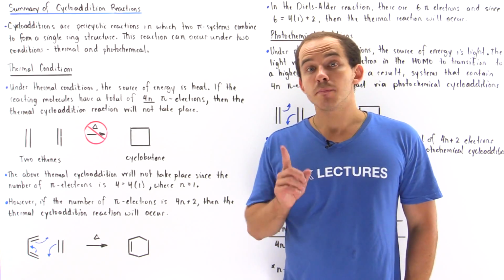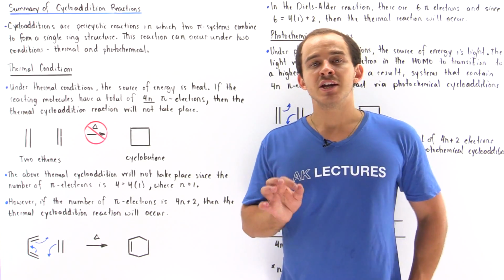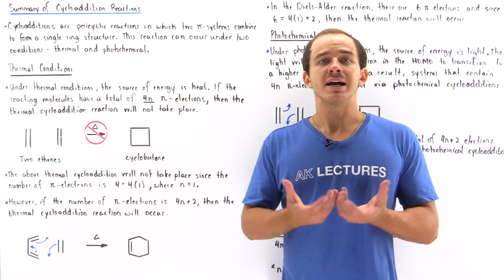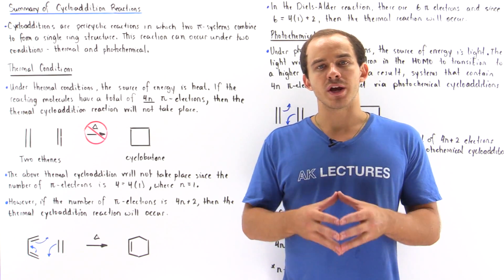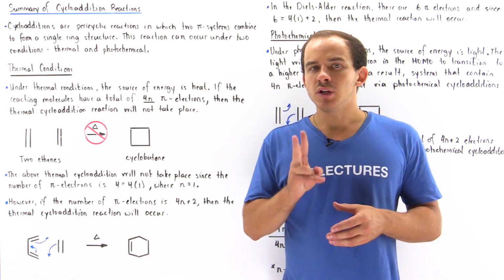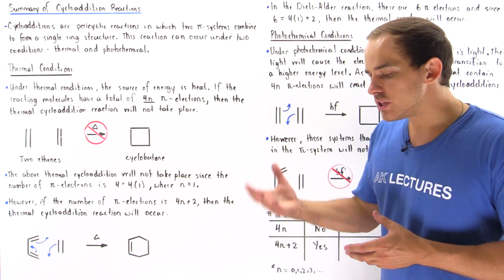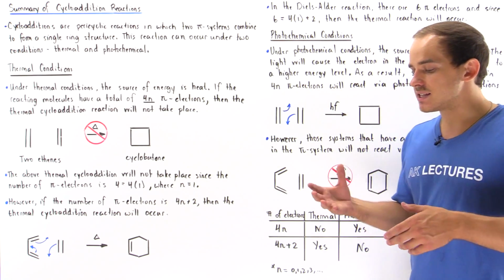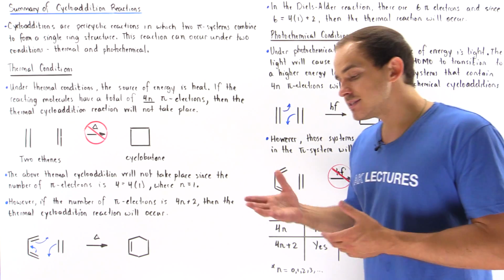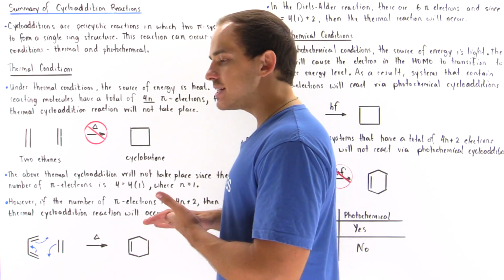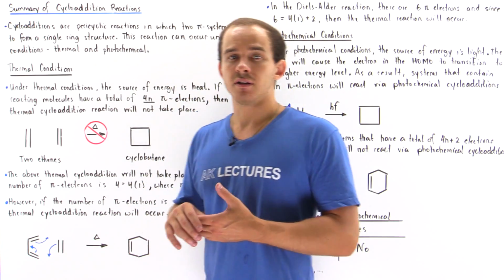Cycloaddition reactions are pericyclic reactions in which two pi systems combine to form a single ring structure. Now, there are two different types of cycloaddition reactions. We have cycloaddition reactions that take place under thermal conditions and cycloaddition reactions that take place under photochemical conditions.